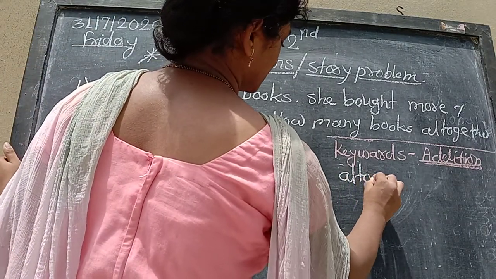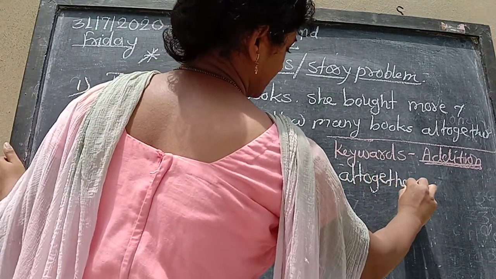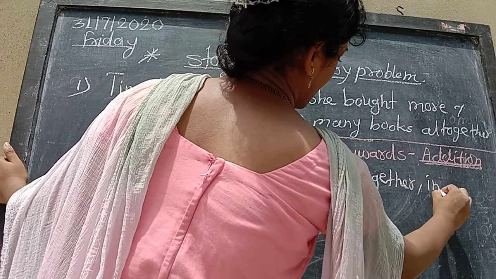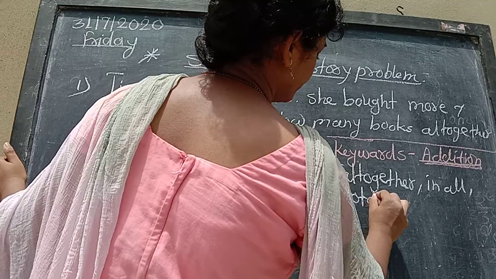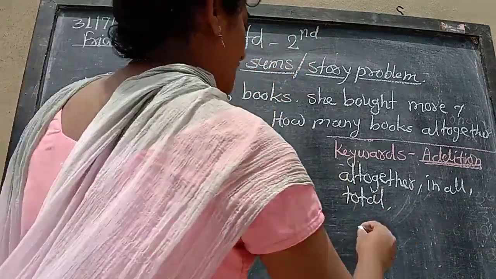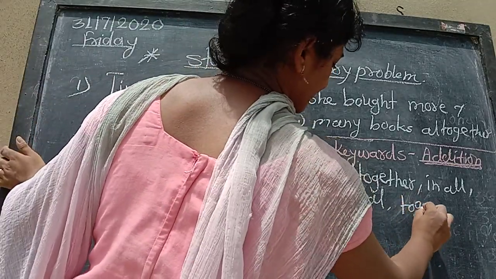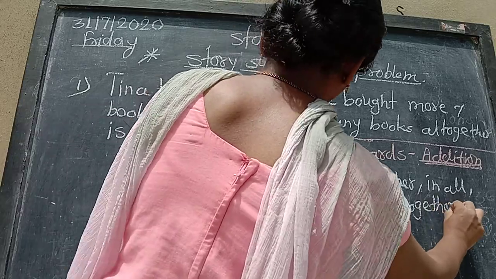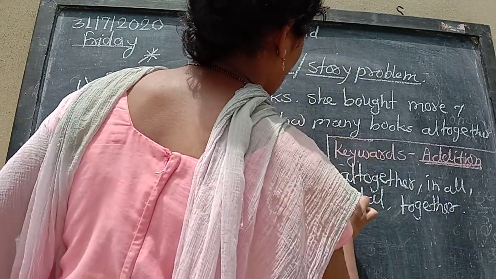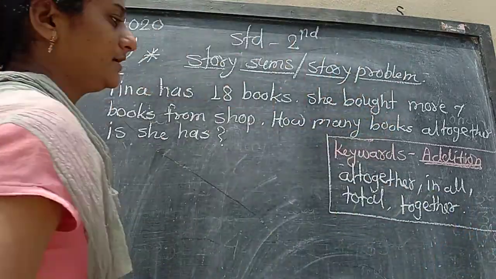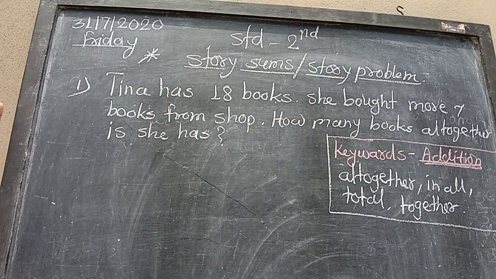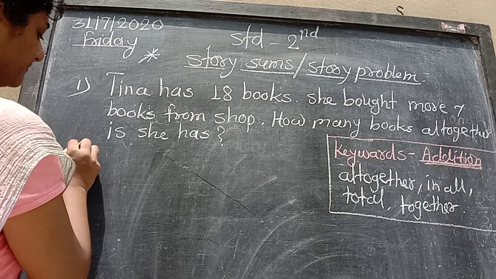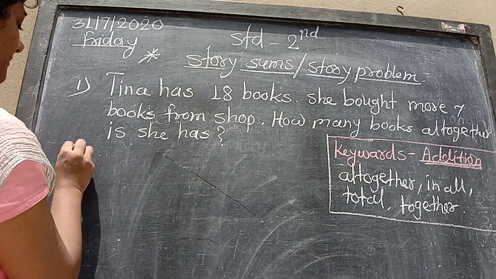Altogether, in all, total, and together. These words can indicate in the example that this is an addition operation example. Is it okay? Now see how to solve such an example.